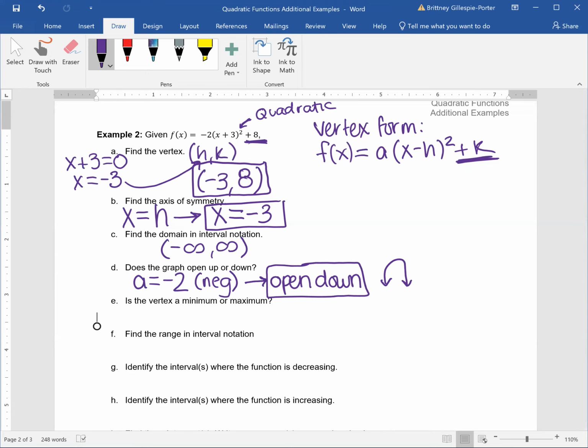With our vertex, we just said that our graph opens down. We know that our vertex is our turning point, which in this case is right up there. And because it is up there, our vertex is a maximum. It's the highest part.